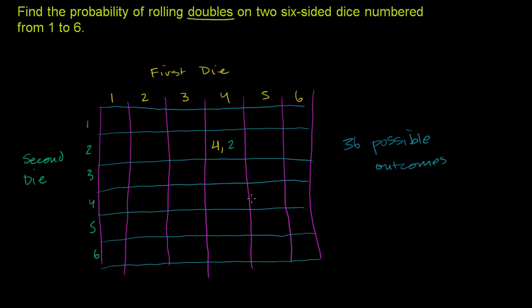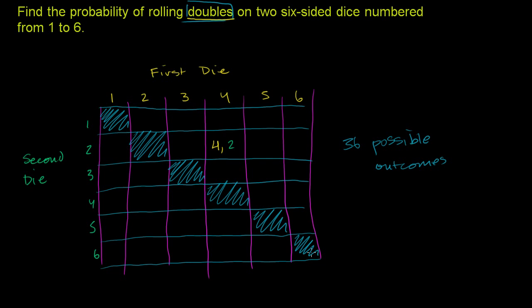Now, what are the outcomes that satisfy our conditions, that entail us getting doubles? What are the outcomes there? Well, if we get a 1 on the first die, we have to get a 1 on the second die. If we get a 2 on the first die, we have to get a 2 on the second die. If we get a 3 on the first die, we have to get a 3 on the second die. I think you see where this is going. 4 and 4, 5 and 5, and then 6 and 6. So how many of these outcomes involve us getting doubles? Well, it's 1, 2, 3, 4, 5, 6 outcomes. So there's 6 outcomes with doubles.